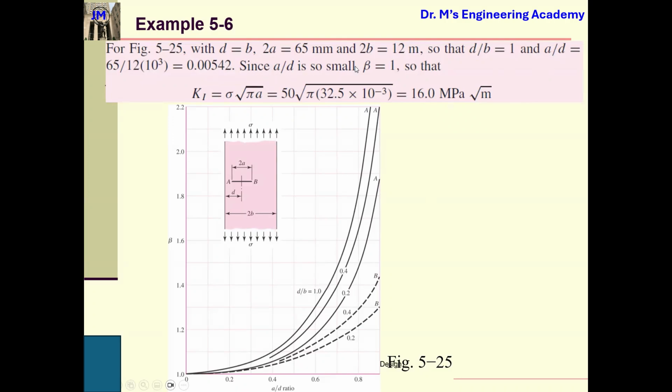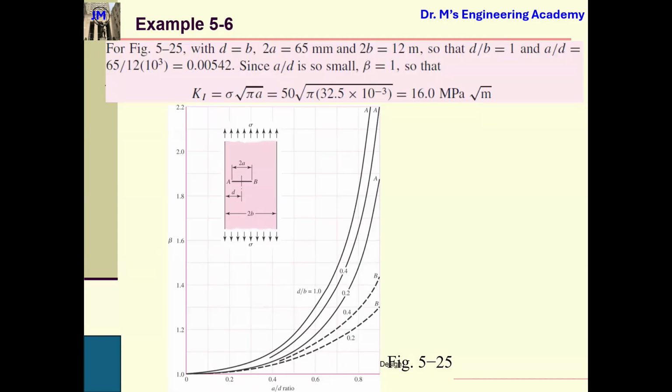A over D is so small, so on the beta axis you can select beta equals 1. So the beta equals lambda. Beta is a geometry correction factor, and some people use lambda, some people use beta. They're talking about the same thing. Don't be confused. You can look at this figure, and we have beta here. But for several of the figures I presented, I use lambda. As I said, these two are talking about the same thing.